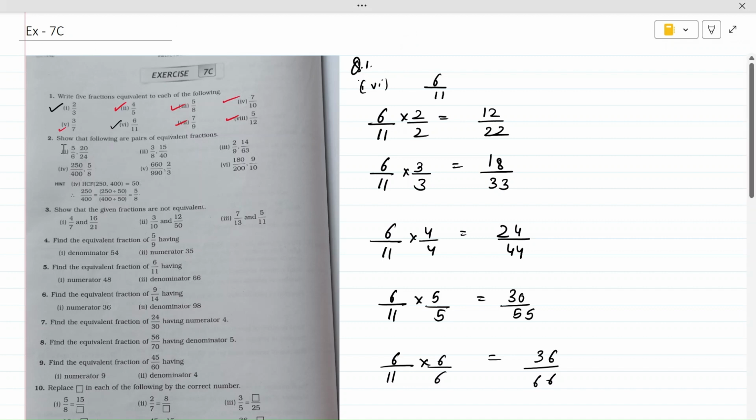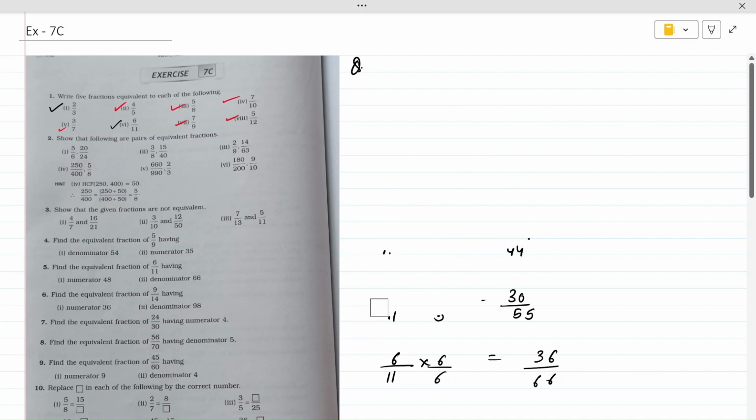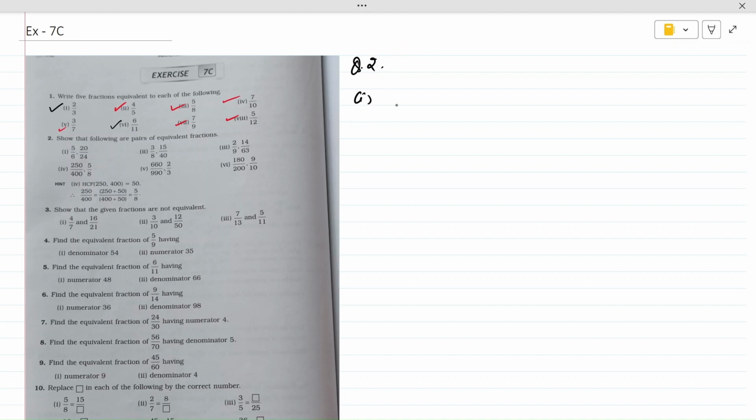Next we have: show that the following are pairs of equivalent fractions. So what we have to do here is simplify and tell whether the given fractions are equivalent or not. We have done such questions. We know how we can do this. We are going to simplify them. In order to simplify them, we are going to find a number which is a factor of both the numerator and the denominator. Question number 2, first part, I am picking 5 by 6 and 20 by 24.